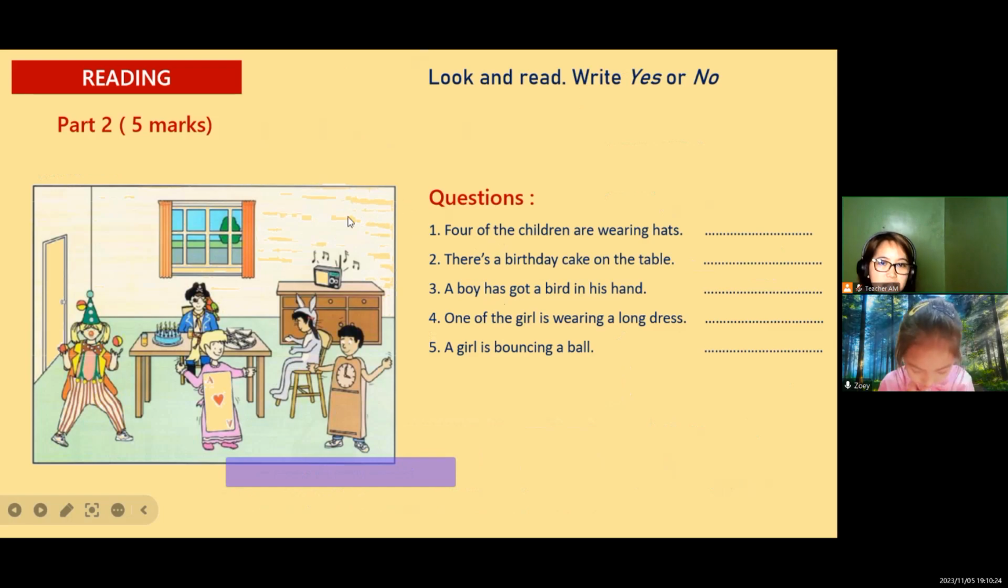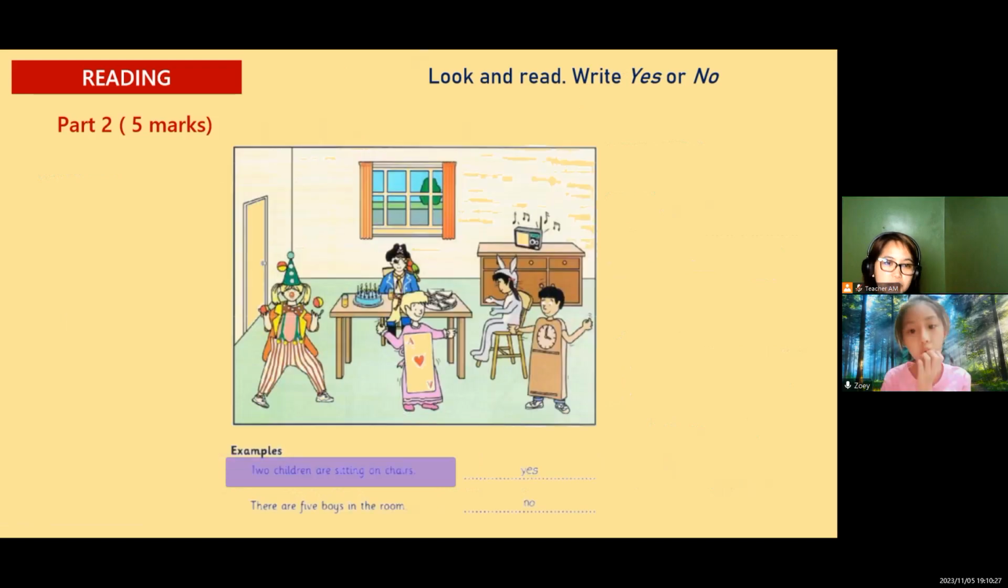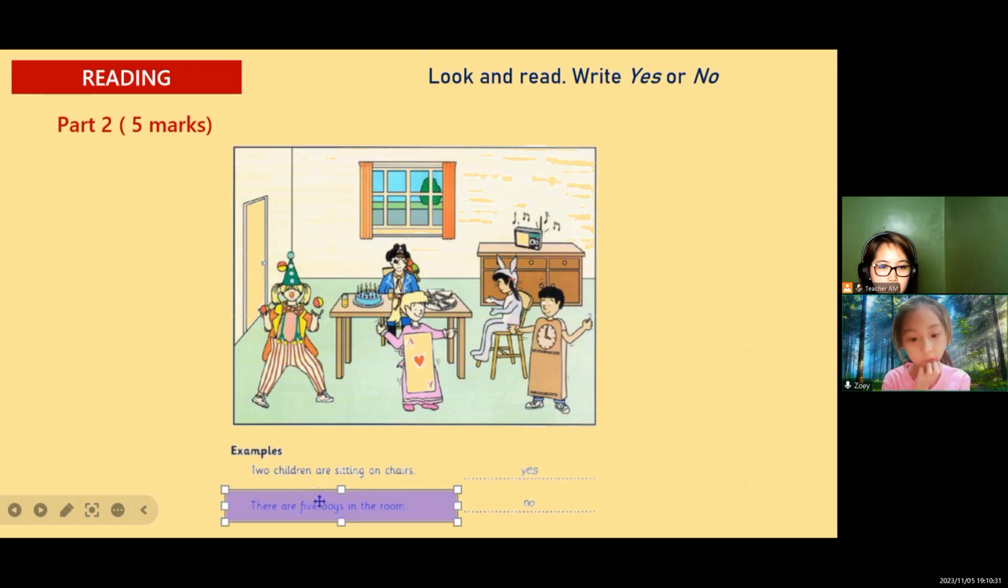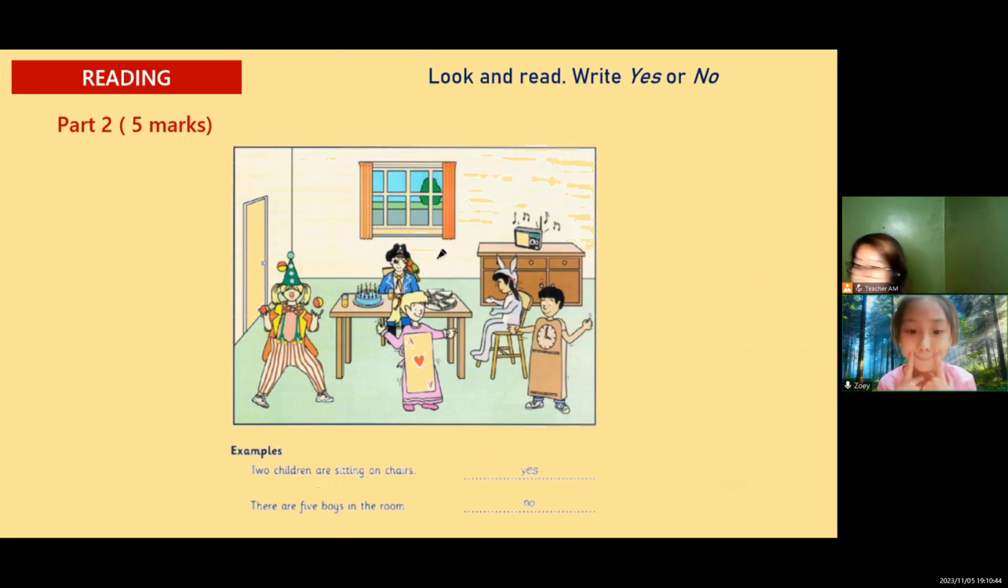Please read. There are five boys in the room. Yes or no? No. Very good. Why? How many boys are there? There are two boys. Yes, there are two boys. Zoey, can you please repeat this one? There. Okay, that's number one, there. Number two, they. Okay, what's number one? There. Two? They. Nice.